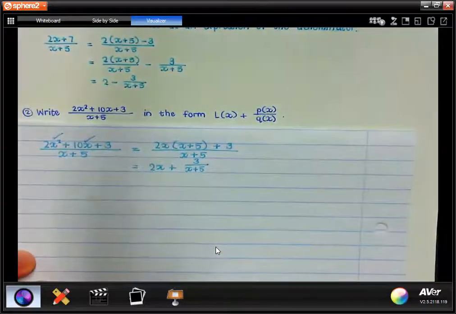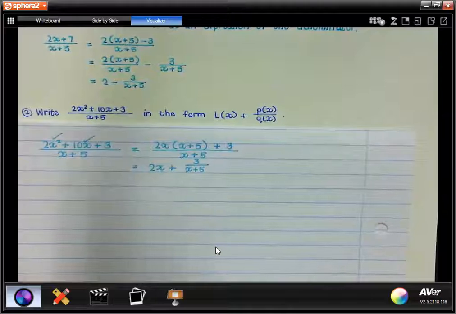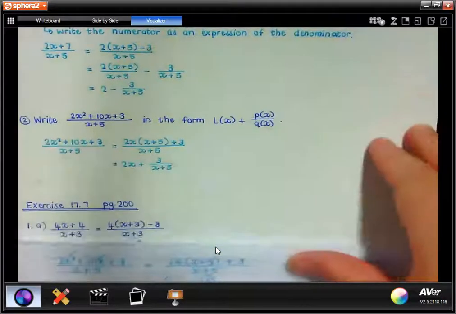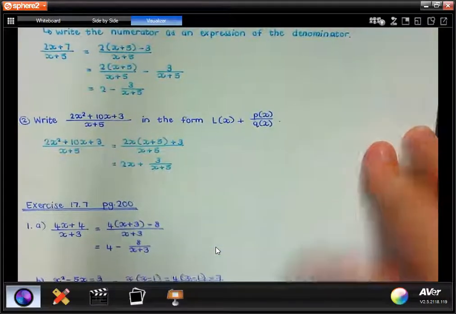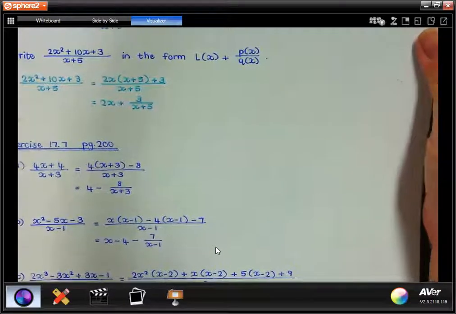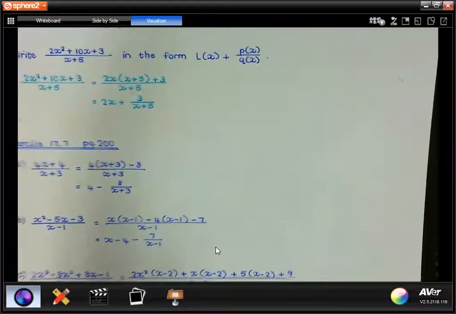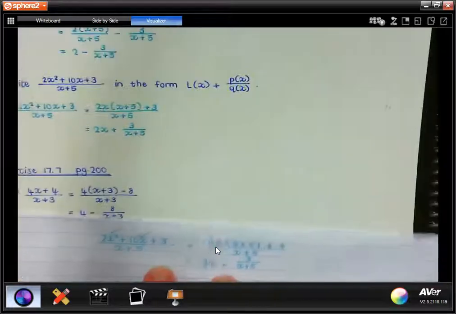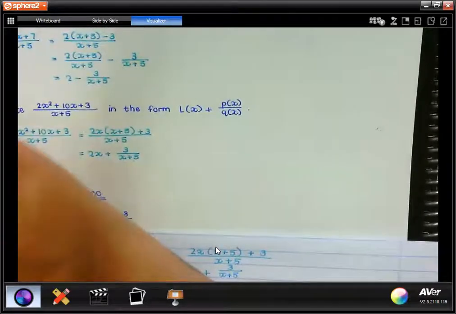Okay, let's do another example quickly. It is actually the first question from the exercise. So, no, it's not the first one. Let's do B. Okay, I just want to write it down quickly.